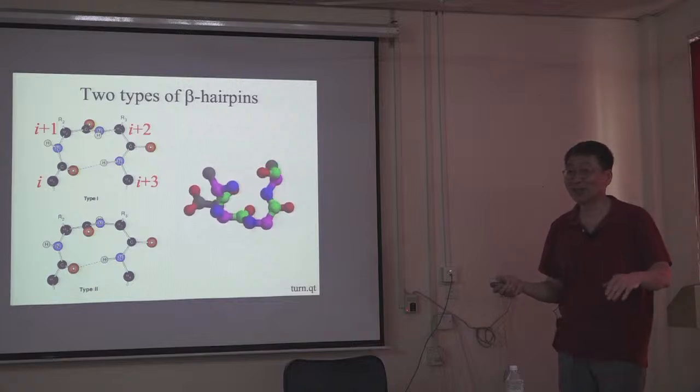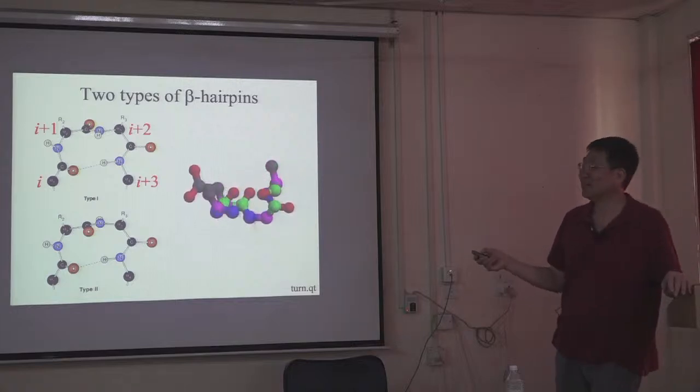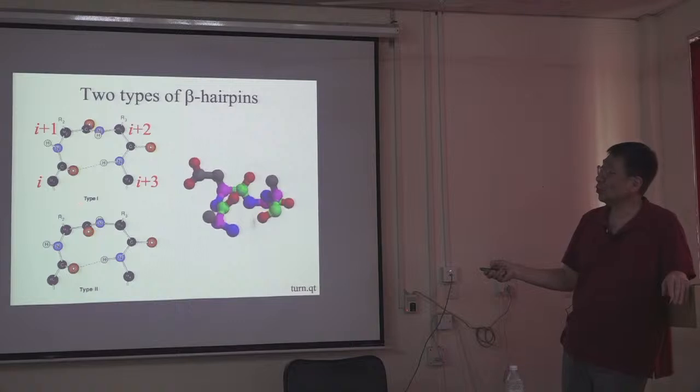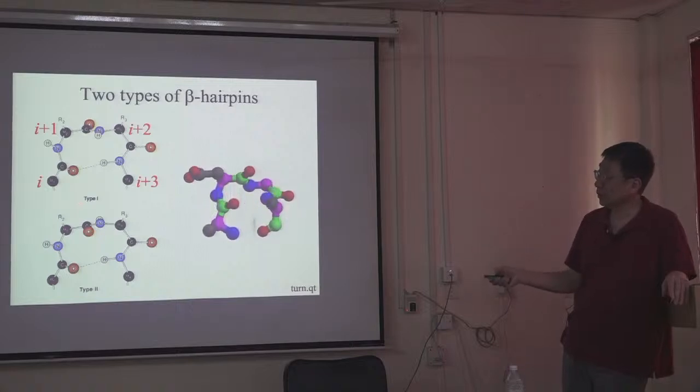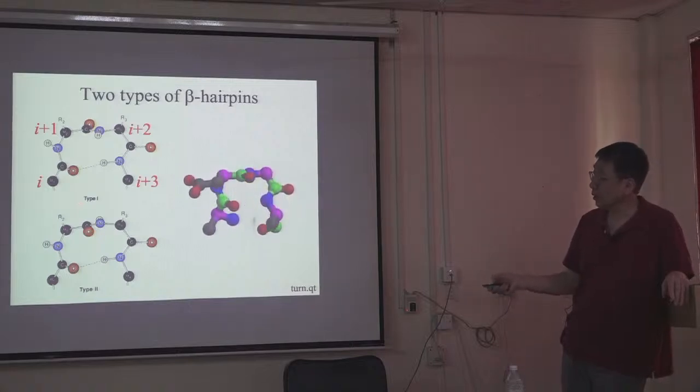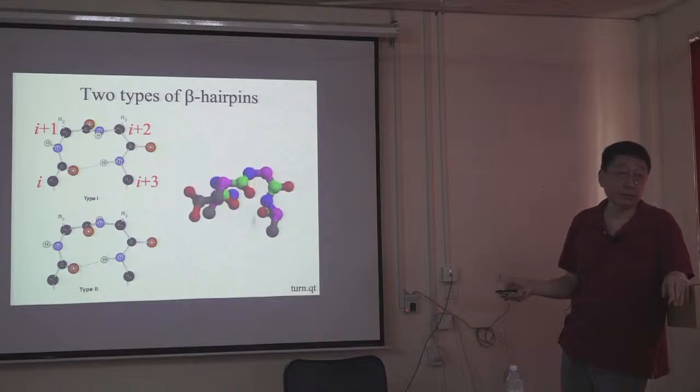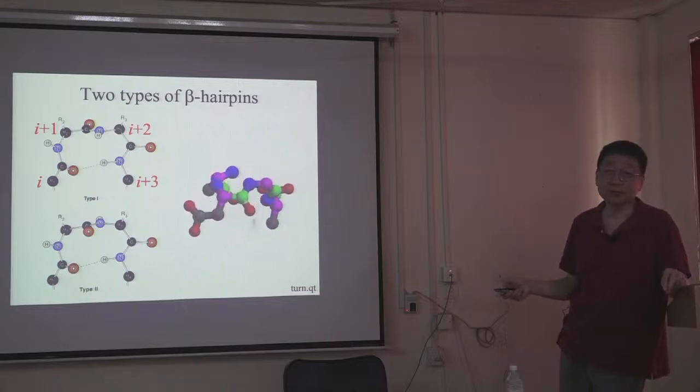Anyway, there are 2 ways of doing this beta hairpin, type 1 and type 2. Can you see a difference between them?